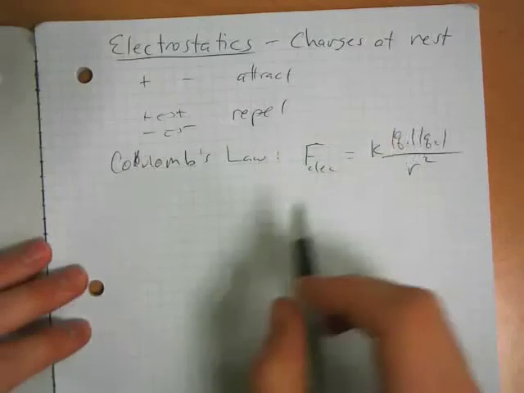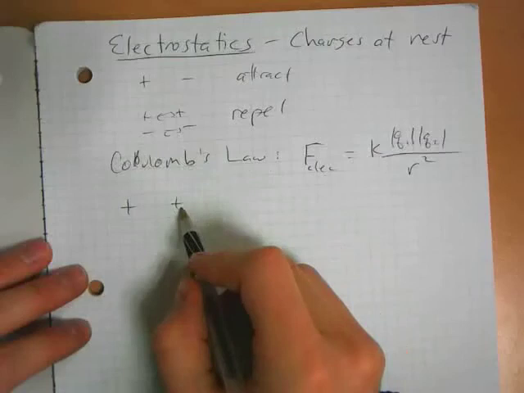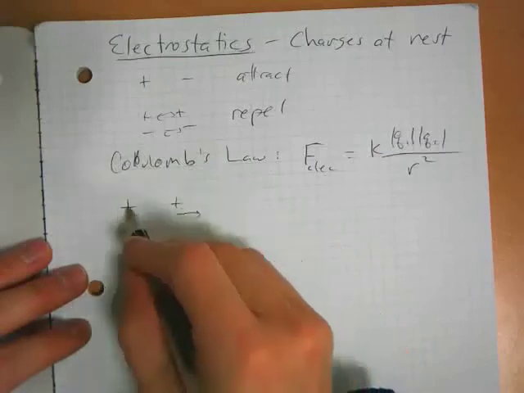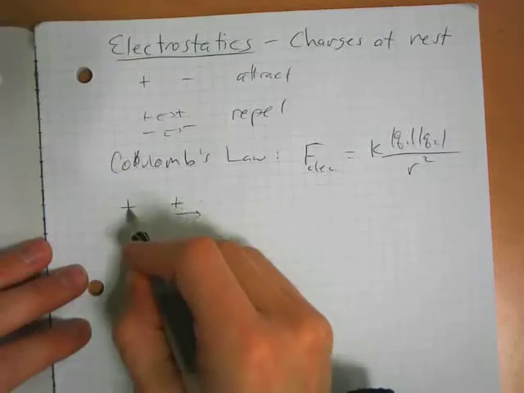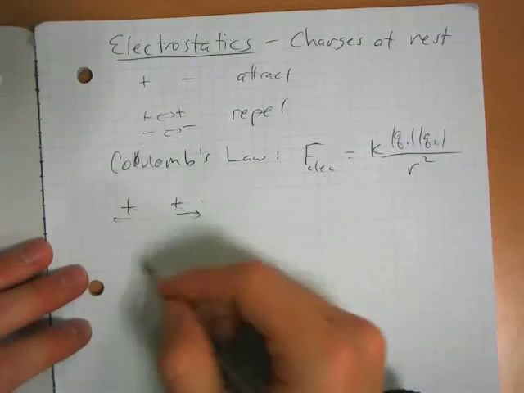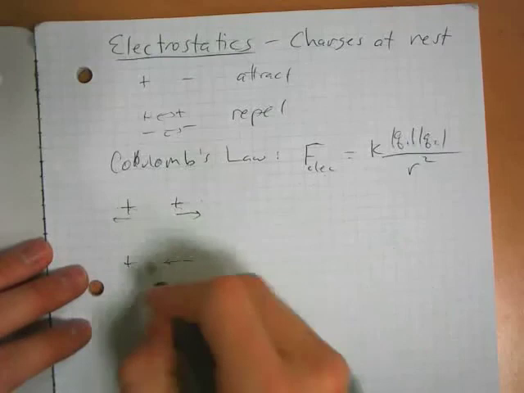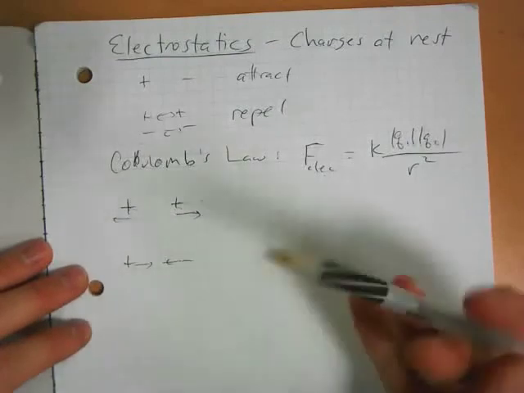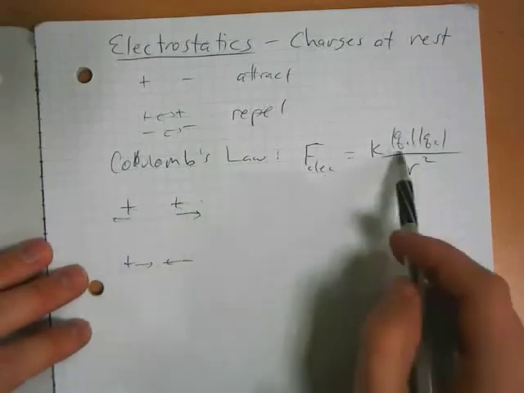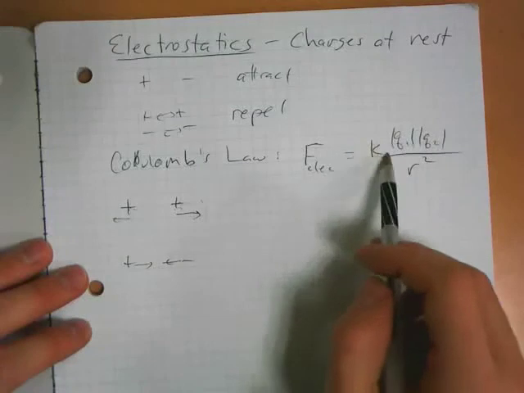If we have a positive charge here and a positive charge here, we know that the force on this guy is going to be to the right, because it's going to repel. It's going to push away from the positive charge. Likewise, the force on this guy is going to be to the left. If we have a positive and a negative, they're both going to attract toward the middle, so the net force will be to the left on this guy and to the right on this guy. And based on that direction, that's how we assign the sign to our quantity.